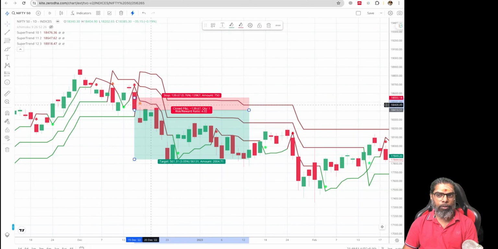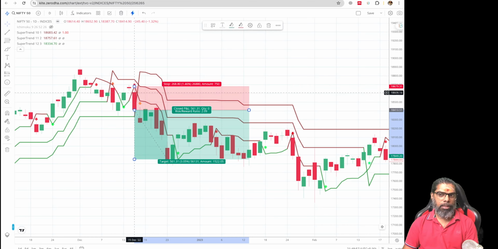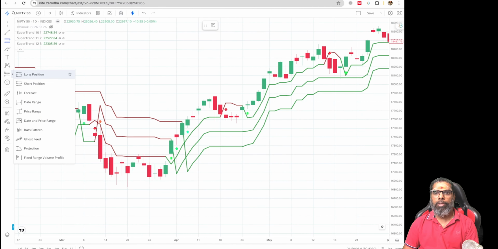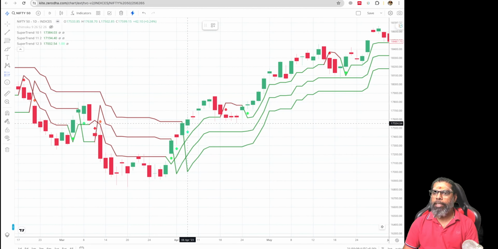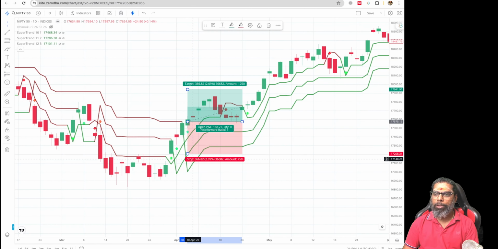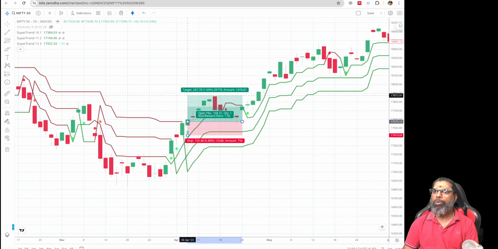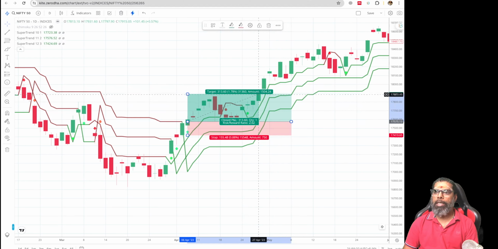My stop loss has reduced, but normally you have to put your stop loss below that particular candle if you are shorting. If you are going long, the same way, I'll be entering here, and the stop loss is below this candle. My risk reward ratio is 1:2. If you see, my target is achieved here.